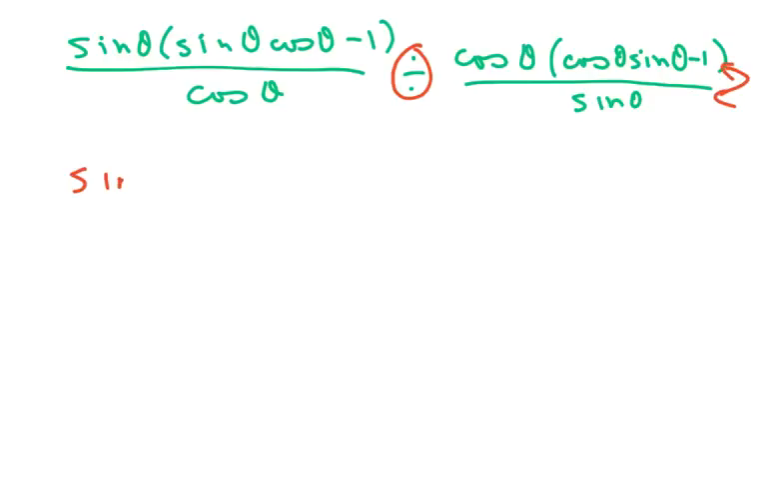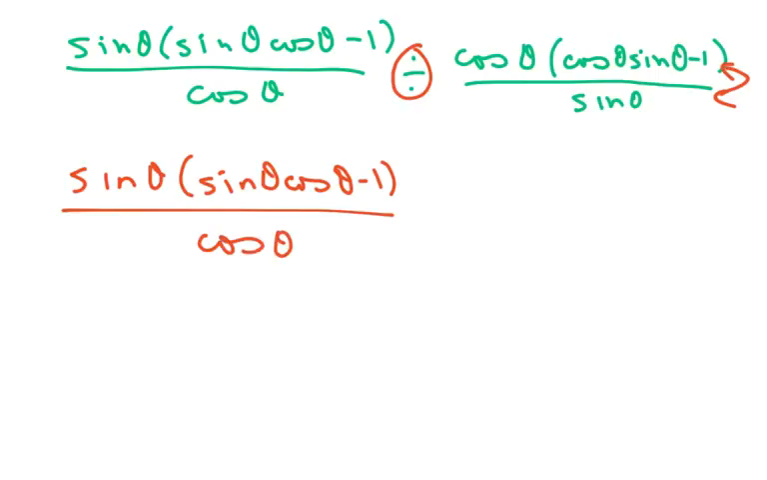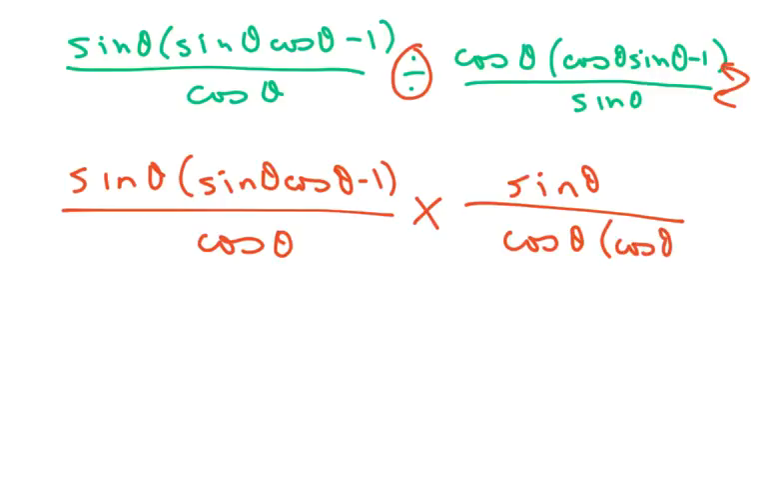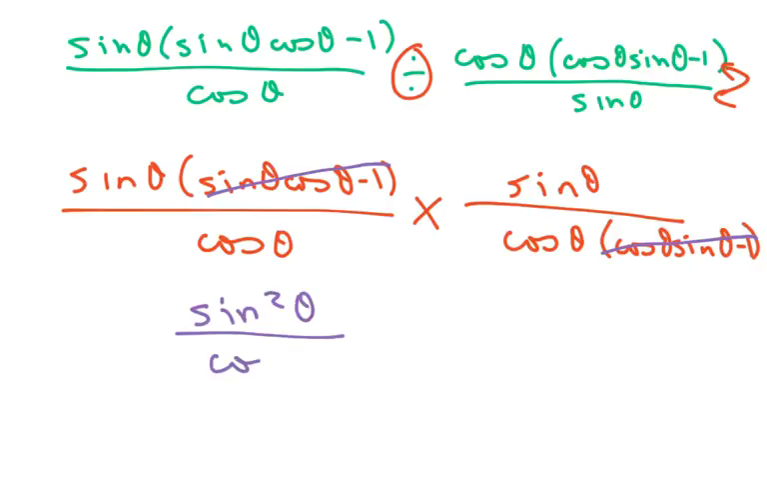So I'm going to write it again, sine of theta cosine theta minus 1 over cosine. Now flip it, change that to a multiply. You write sine of theta over cosine theta sine theta minus 1. Now, these two cancel, and you're going to get sine squared theta, we'll multiply across, over cosine squared of theta, and that equals tan squared of theta. And that's our desired result.